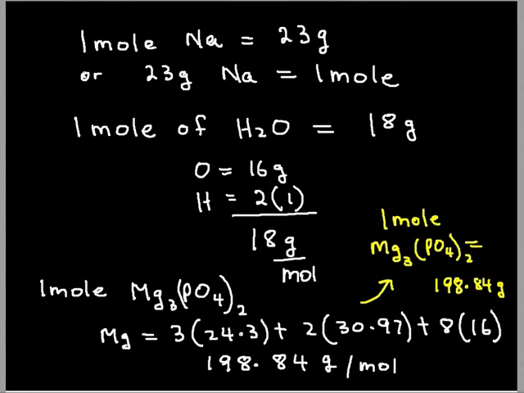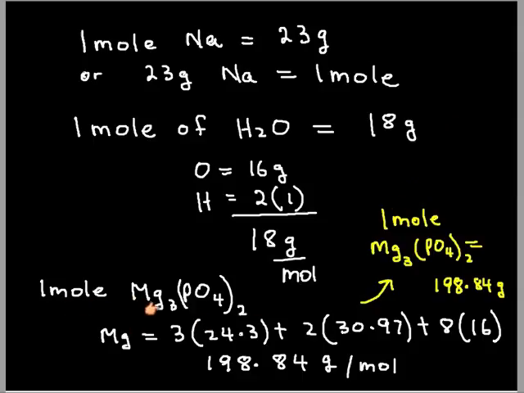Now let's consider the following. If you have 1 mole of sodium, your periodic table will tell you that 1 mole of sodium has 23 grams, or you can think of it as 23 grams of sodium is 1 mole, which in turn is 6.02 by 10 to the 23. If you work out the molar mass of water, you'll find that the molar mass you obtain from the periodic table is 18 grams per mole. What this means is that 1 mole of water is 18 grams. And 1 mole of water is also 6.02 by 10 to the 23 molecules.